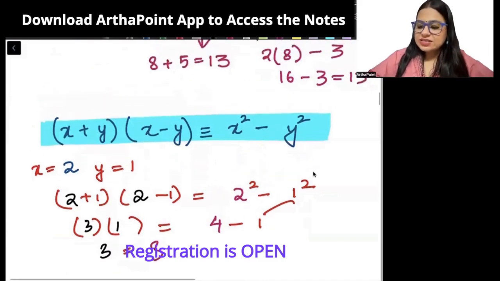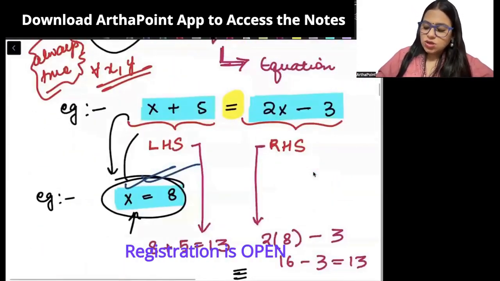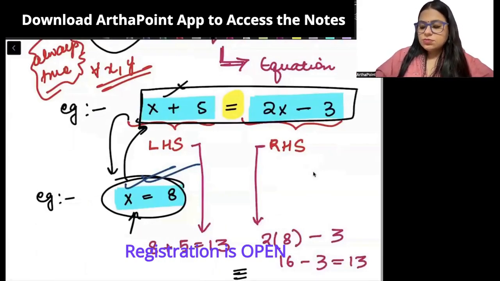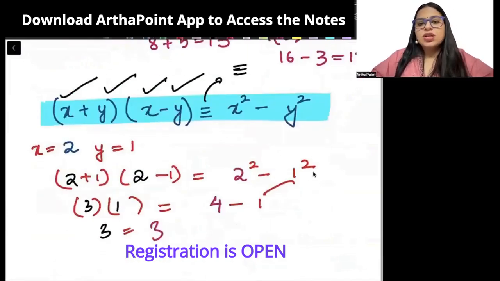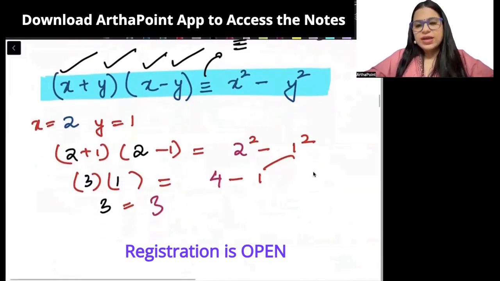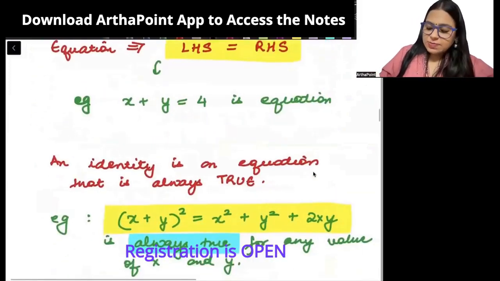An identity is represented using 3 equal to sign. समझ लो? तो यहां पर ये सिर्फ x equal to 8 के लिए ट्रू था, ये इक्वेशन. पर एक ऐसी इक्वेशन जो किसी भी x y की वैल्यू के लिए ट्रू है, ऐसी इक्वेशन which is true for any value of x and y, that is called as an identity. ठीक है बेटा.